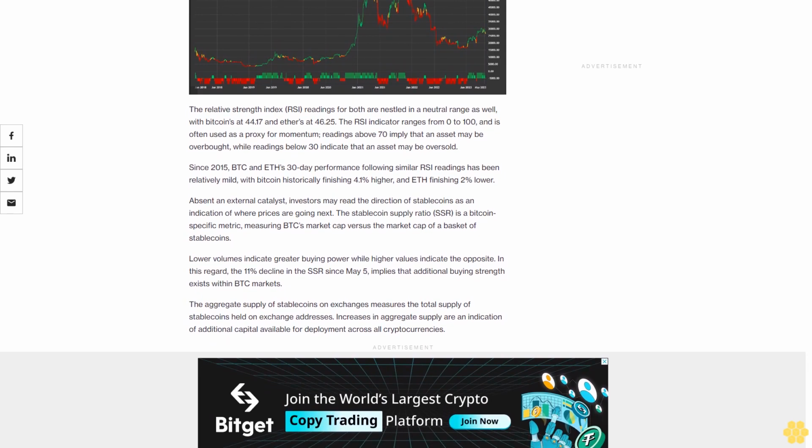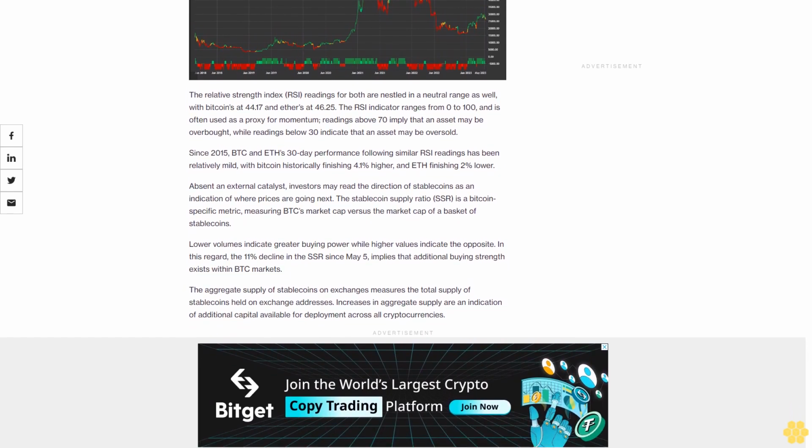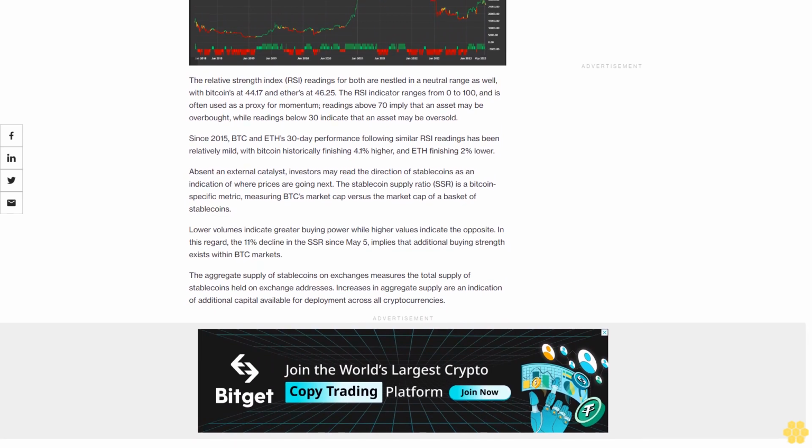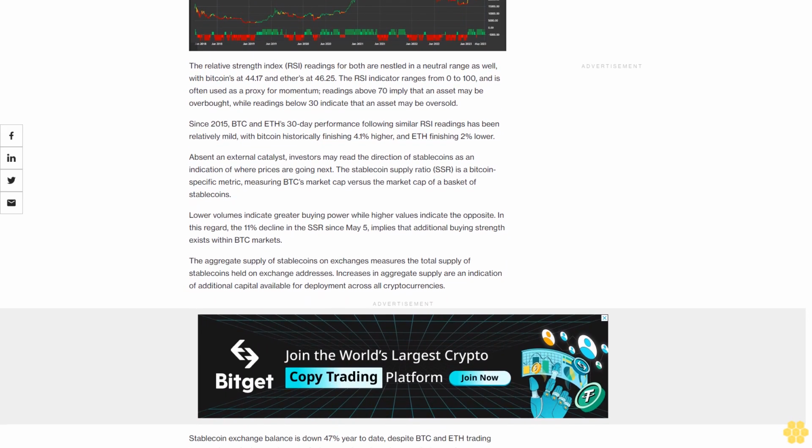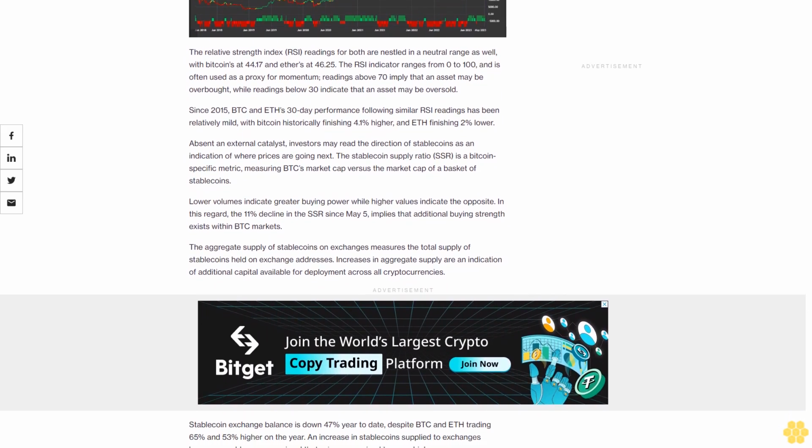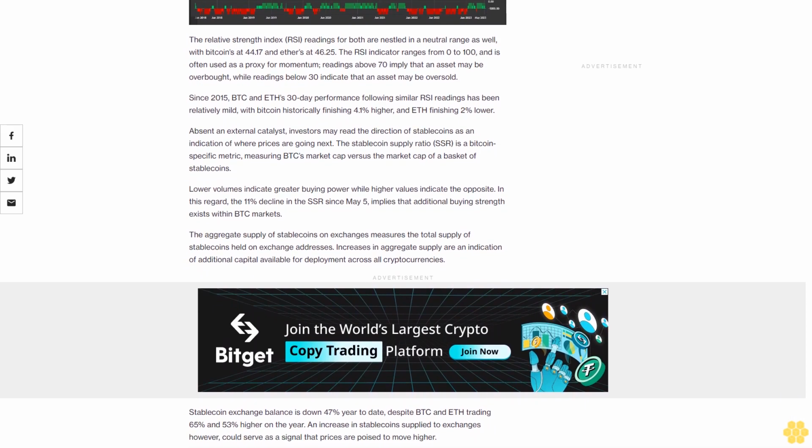Absent an external catalyst, investors may read the direction of stablecoins as an indication of where prices are going next. The stablecoin supply ratio (SSR) is a Bitcoin-specific metric, measuring BTC's market cap versus the market cap of a basket of stablecoins. Lower values indicate greater buying power, while higher values indicate the opposite. In this regard, the 11% decline in the SSR since May 5 implies that additional buying strength exists within BTC markets.